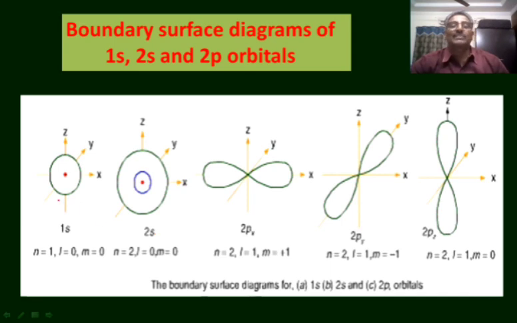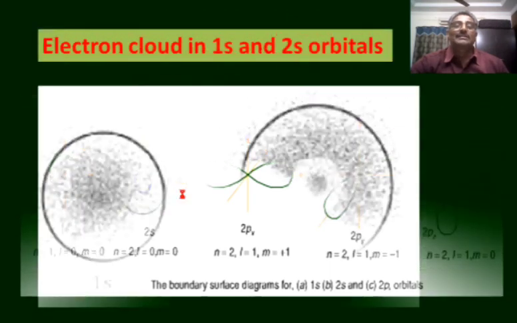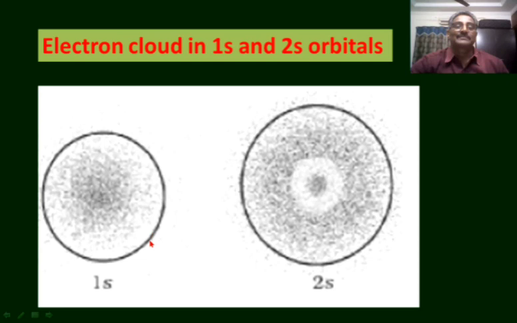What is the difference between the 1s orbital and the 2s orbital? The difference is only in the principal quantum number. The 1s orbital has only one concentric circle of cloud of electrons, whereas the 2s orbital has two concentric circles of clouds of electrons. This is one circle and this is another circle. Two concentric circles of clouds of electrons are present in the 2s orbital. You can observe this in this figure. In the 1s orbital, only one concentric circle of cloud of electrons, whereas in the 2s orbital there are two concentric circles.